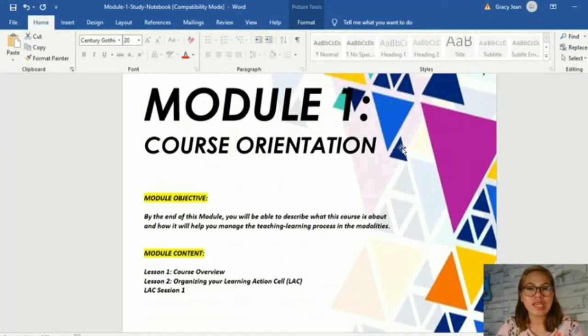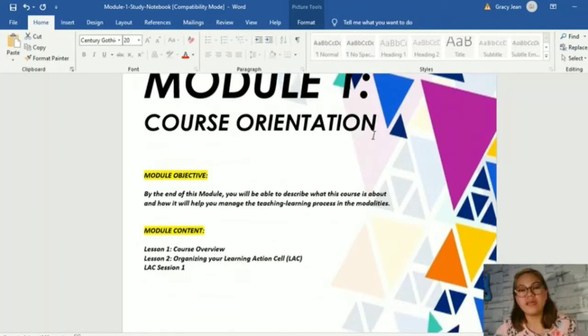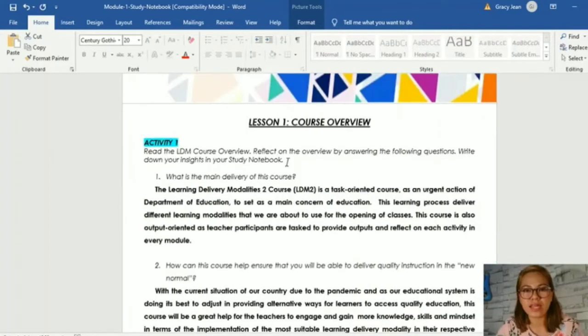Credit also to the answers given, and of course sharing papers. So again, ito po ang laman ng ating module 1 for the study notebook. Okay, for lesson 1 course overview, we need also to read the LDM course yung pong pinakita ko po sa inyo kanina. So reflect on the overview by answering the following questions. Write down your insight in your study notebook. So ito po, again, ito po ang study notebook.